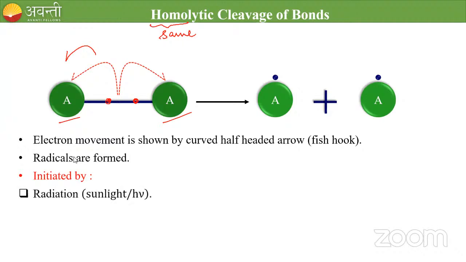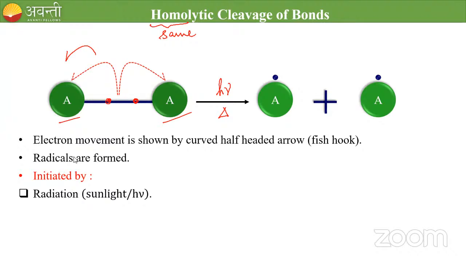Radiation means that above the arrow in some reactions you can see h nu, or a heating symbol. When you see h nu or a heating symbol above or below the arrow, you should know that radicals are formed in such reactions. So this is one of the initiators. The second initiator is called peroxide.